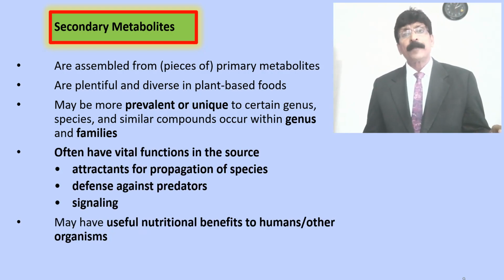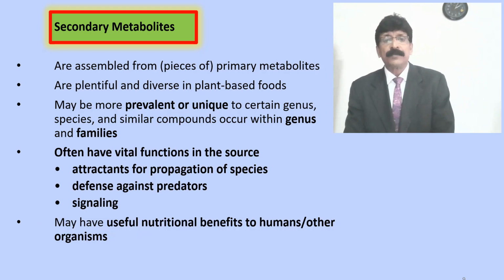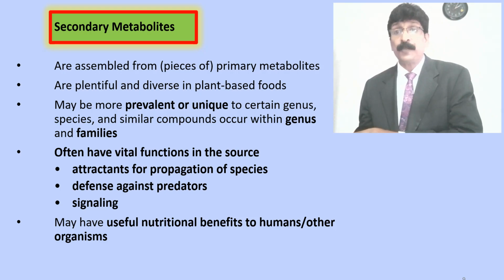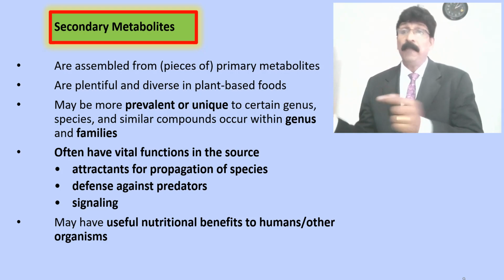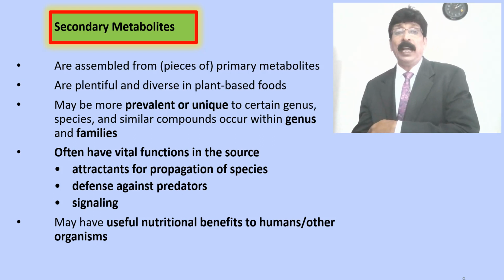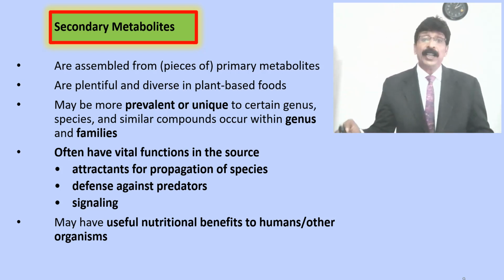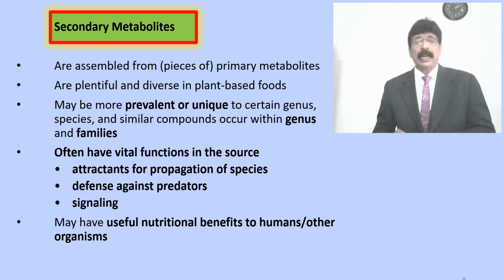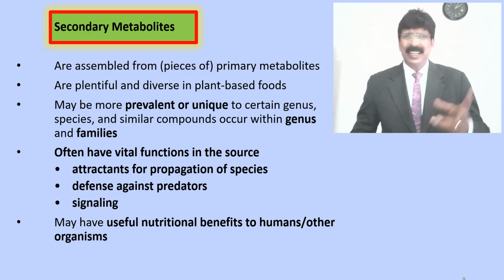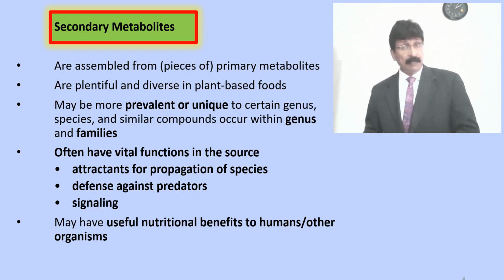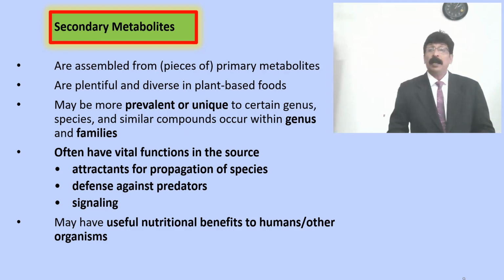They often have a vital function in the source. They attract for propagation of species. Propagation of species is also done by various insects that are taken from the plant for pollination. So they attract for pollination and propagation of the species. And you can see defense mechanisms against predators also involve some secondary metabolites. They have a bad smell, they have a sticky nature, so that predators cannot go and attack the particular plant. So for defense against predators, some plants will have that secondary metabolite production.